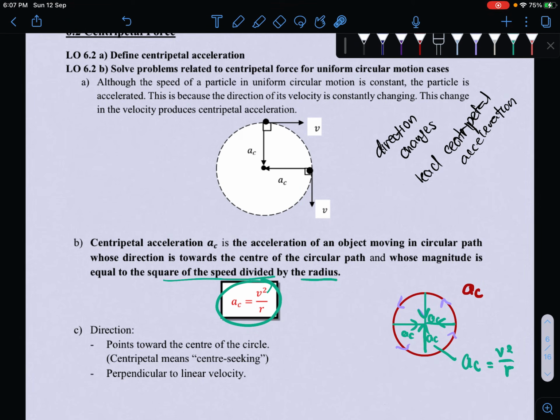Tadi kita belajar, you have a circular motion. This is your circular motion. Your velocity is always tangential to the circle. So ini adalah v kamu, linear velocity kamu. And sekarang kita cakap that a_c must always point towards the center of the circle. So from here we can deduce that v and a are always perpendicular to each other. v dengan a sentiasa perpendicular to each other. Always. They are always perpendicular to each other.